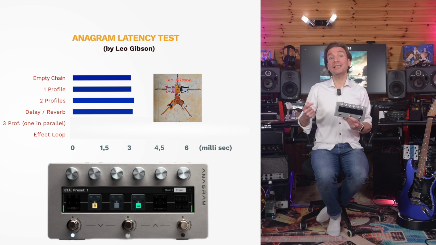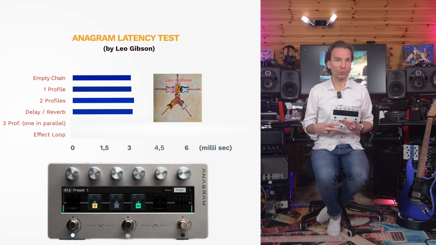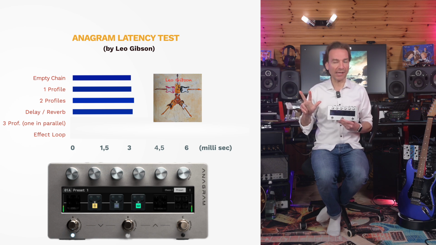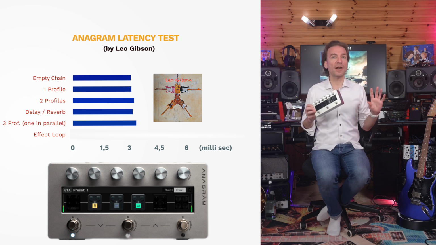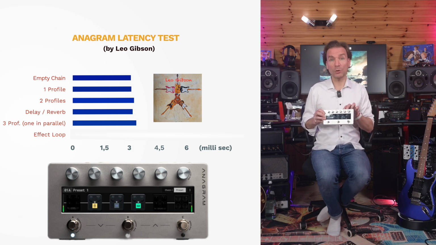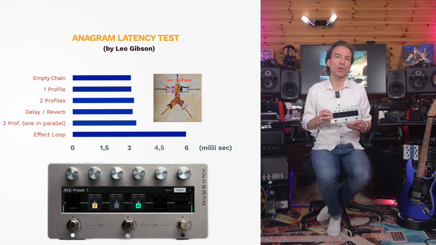If we split the signal in two parallel rows and then we add another profile in the lower row, thus having three profiles in the chain, two in series and one in parallel, the latency stays at around 3.2–3.3 milliseconds. If we, on the other hand, use the effect loop, jumpering with the cable the send and return, as expected, the latency increases at 6 milliseconds, obviously, as the unit has to perform another ADA conversion trip.